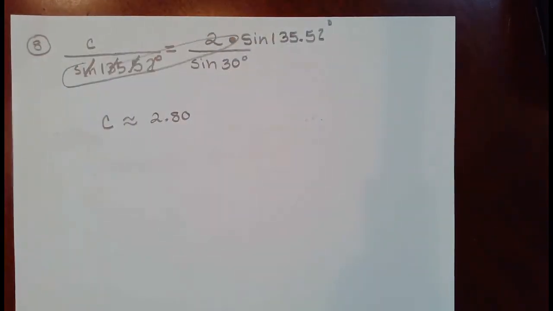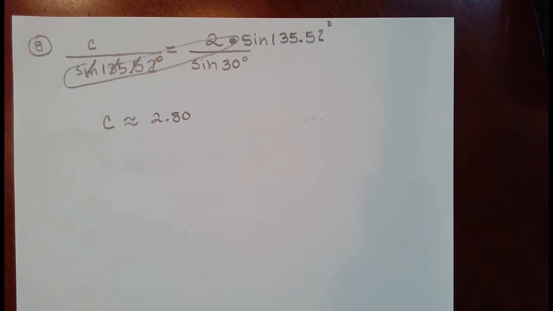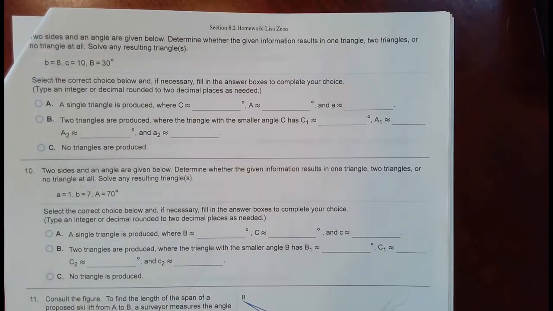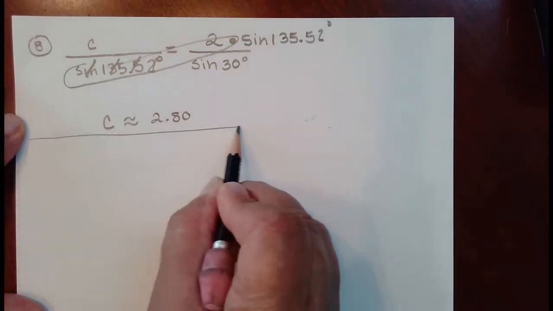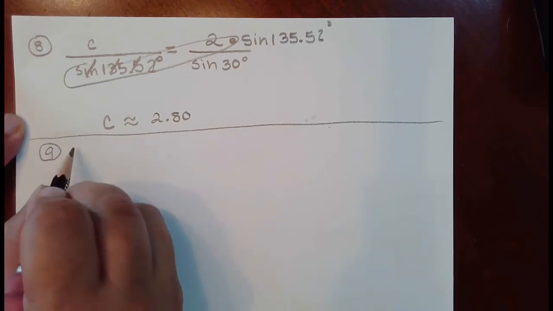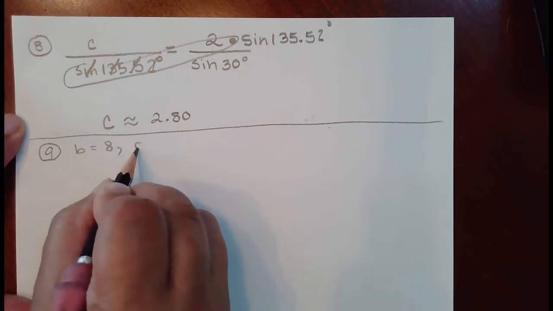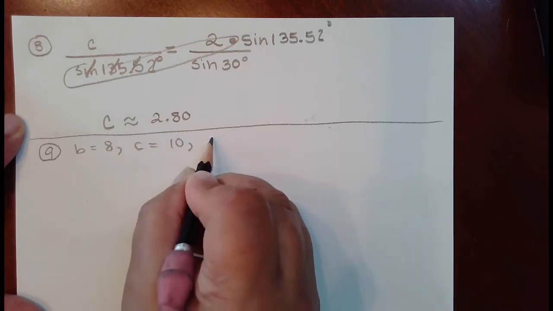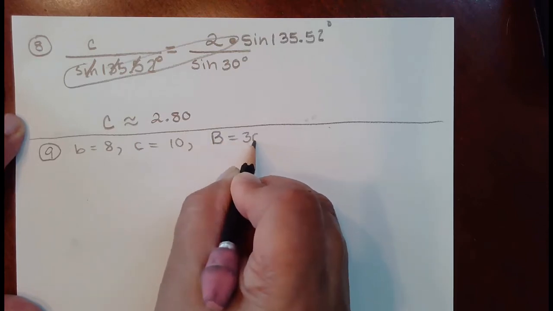Okay, moving on to number 9. Alrighty, let's see. So in number 9, it says 2 sides and an angle. One angle, so you're only given 2 sides and an angle. Determine whether the given information results in 1 triangle, 2 triangles, or no triangle. Now these are a lot of work and there's no room here, so I'm going to do this on my own paper. Problem number 9. They've given you B is equal to 8, C is equal to 10, and angle B is equal to 30.